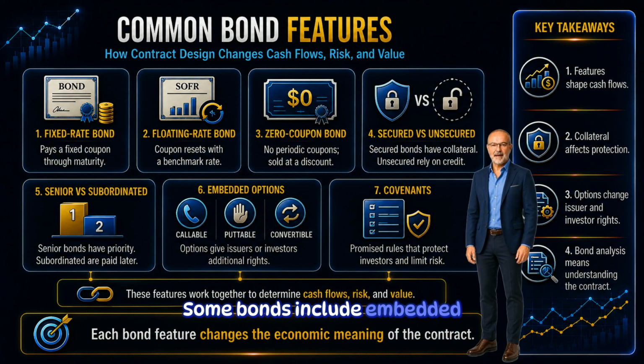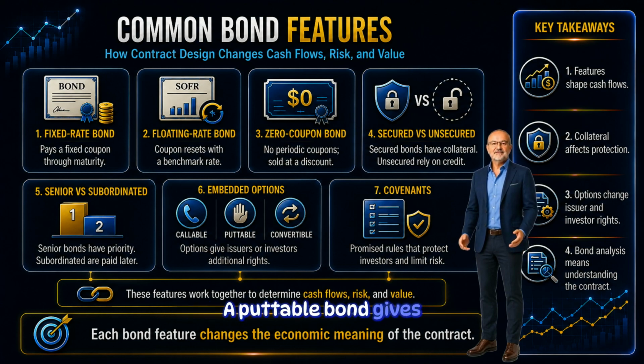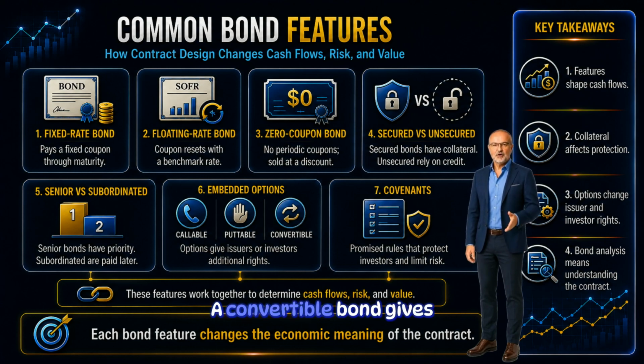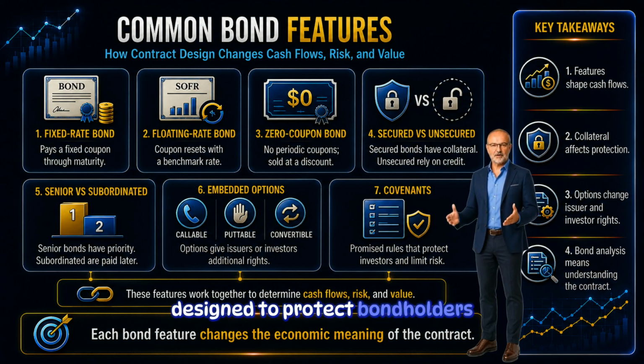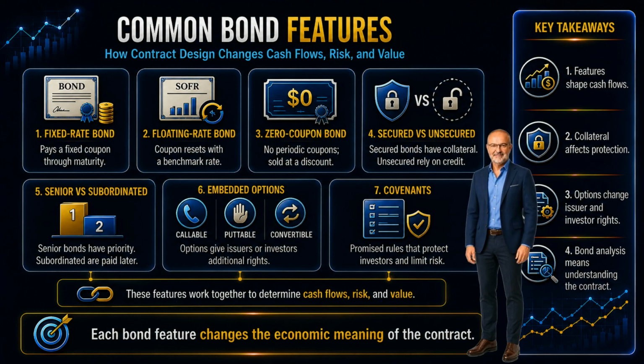Some bonds include embedded options. A callable bond gives the issuer the right to retire the bond early under specified conditions. A puttable bond gives the investor the right to sell it back to the issuer under specified conditions. A convertible bond gives the investor the right to convert the bond into another security, usually common stock. Covenants are also important. They are contractual rules designed to protect bondholders or define issuer behavior. Each feature affects cash flows, risk, and value. That is why bond analysis isn't just about applying a formula. It is about understanding the economic meaning of the contract.